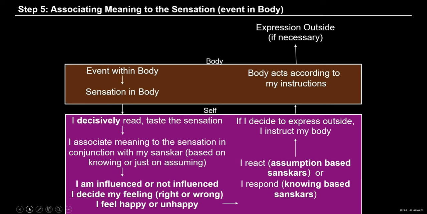So when my sanskar is based on assuming without knowing, I don't know what's going to happen. I may be having the right feeling, I may not have the right feeling, depending on the input, depending on the sensation that I have read. Then I react. I may be reacting inside, and whenever I decide that I want to express it outside, I express it outside and give the instruction to the body. And of course, the body follows.